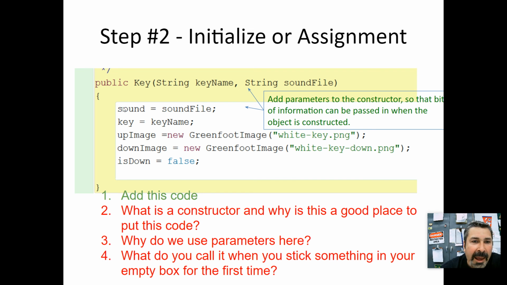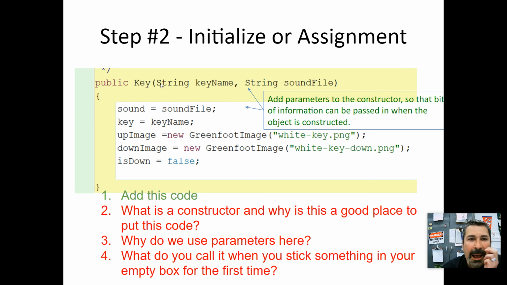Now, you already have this code, public Key. You already have a constructor, right? So type in public Key. Well, don't type this. You already have it, okay? But you're going to type in String keyName, comma, String soundFile. We've not done that before, I don't think, where we've added parameters into our constructor. Add parameters to the constructor so that each bit of information can be passed in when the object is constructed, right?